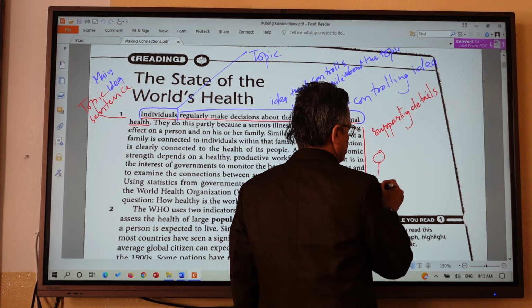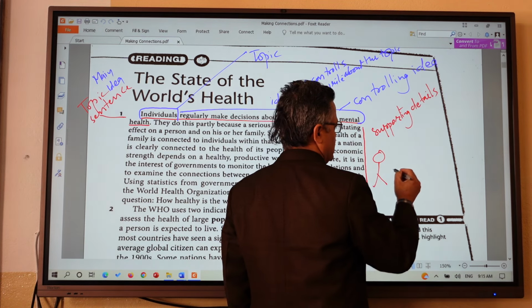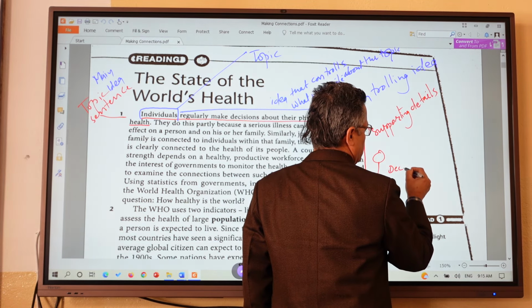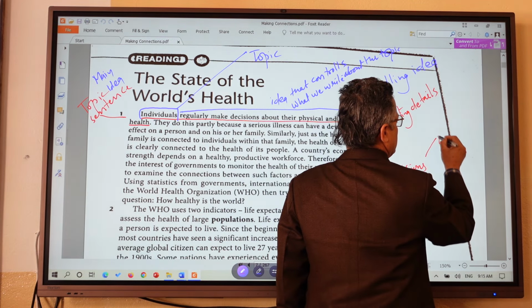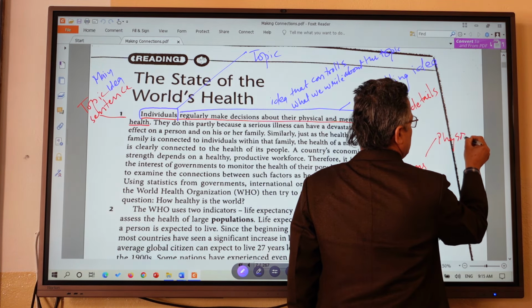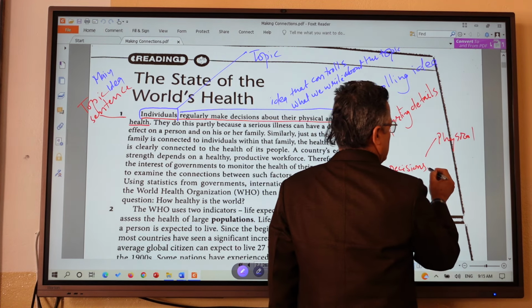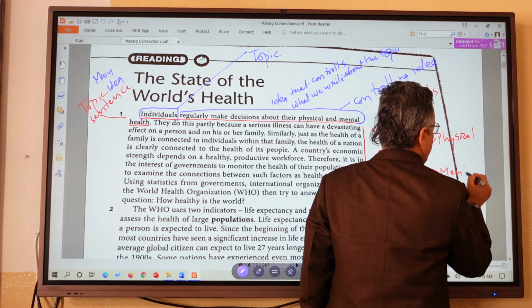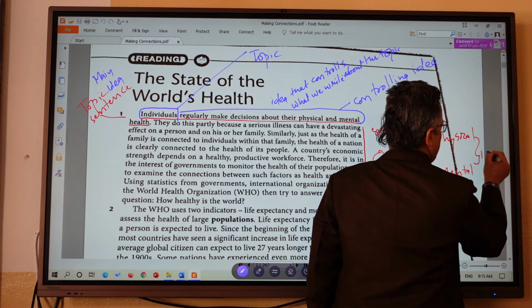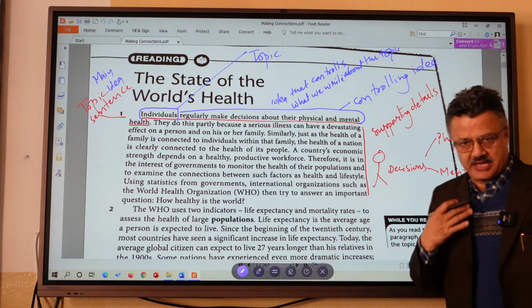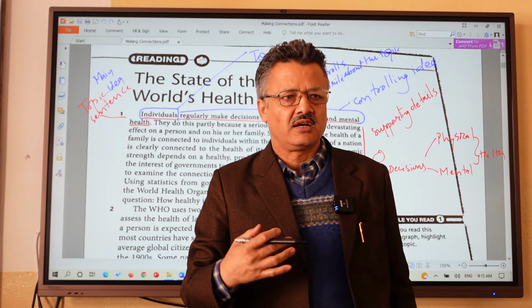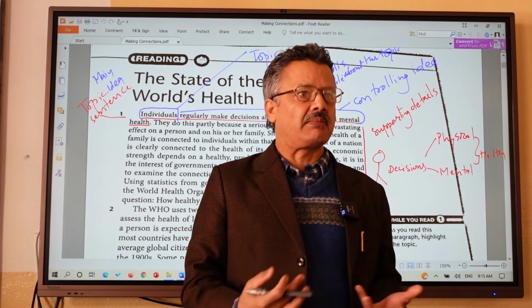There are individuals and they make decisions about physical health as well as about mental health. The main idea is that people make decisions about their physical health and mental health.